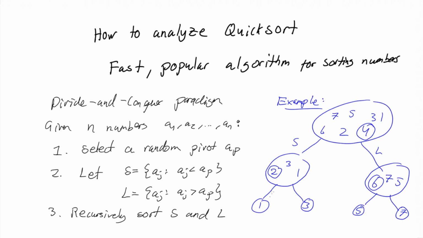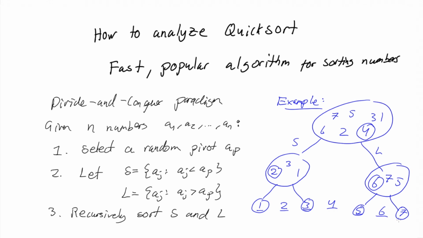Now you can see that the sorted sequence is obtained by reading this from left to right, inserting the pivots at the right place. So here we have 1, then we have the pivot 2, then we have 3, we insert the pivot 4, and then 5, pivot 6, and last 7. So we got the sorted sequence.